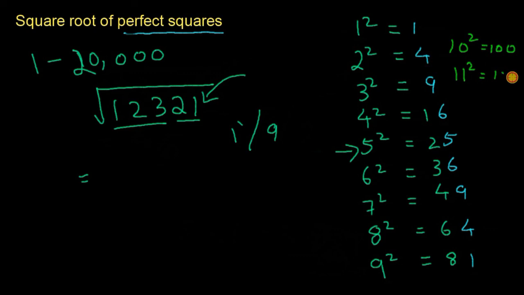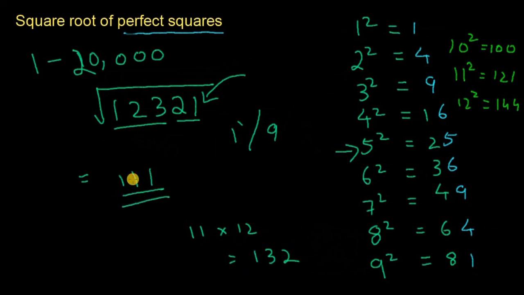11 squared is 121, 12 squared is 144. Now we see that 123 lies between 121 and 144, that is, between 11 squared and 12 squared. So we choose the smaller one, that is 11, and now we have to decide which among 1 and 9 will hold the position of the last digit. So we take 11 and multiply it by its increment. 11 into 12 is equal to 132. We see these two numbers. 123 is smaller than 132, and hence 1 is going to be our answer. 111 is our final answer.